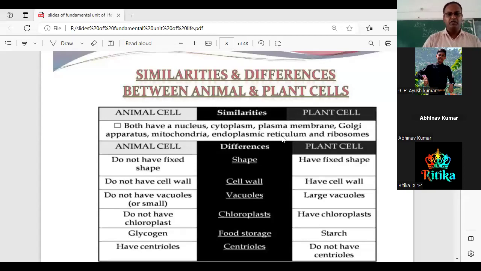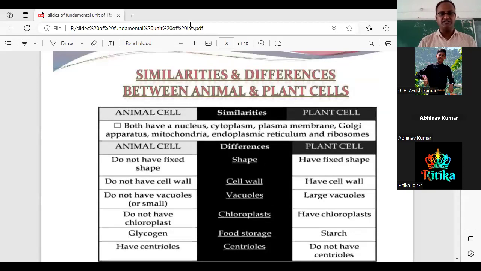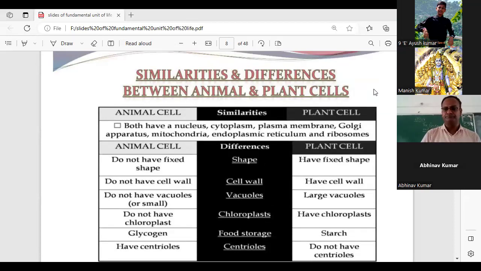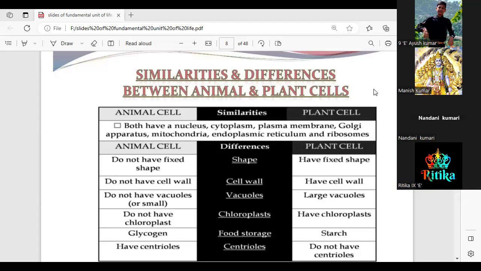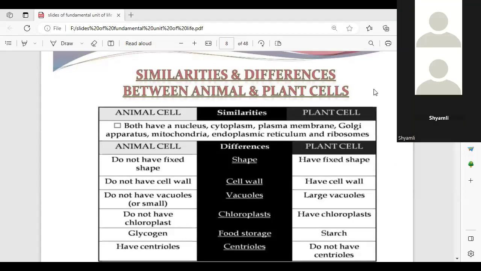So students, regarding the similarities we have discussed, now can anyone tell me the differences between the plant and the animal cell? Just raise your hand so that I can unmute you. Differences between plant and the animal cells. Okay, this time Manish, unmute yourself, Manish. I have given you the option. Tell me the answer.